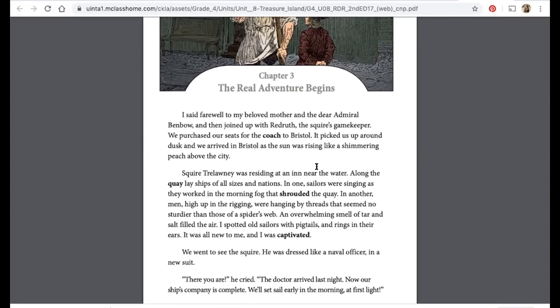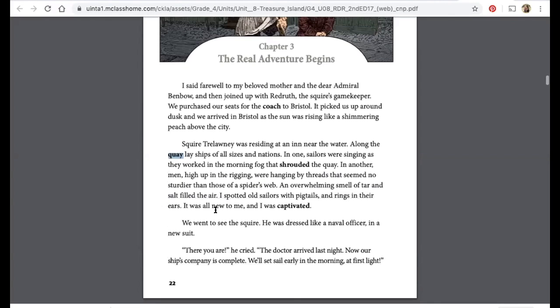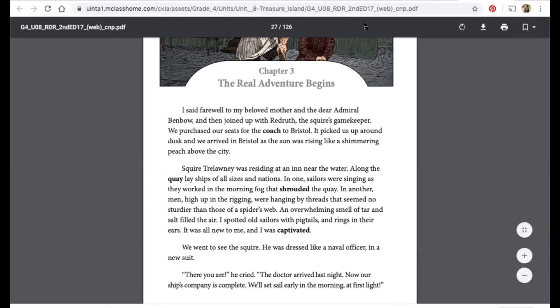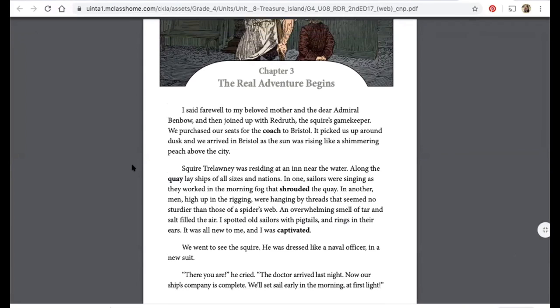Excuse me, I said it wrong, and I even looked at the pronunciation guide. Here we go. Along the quay. And if you forget, it told us how to pronounce it, quay. Along the quay lay ships of all sizes and nations. In one, sailors were singing as they worked in the morning fog that shrouded the quay.